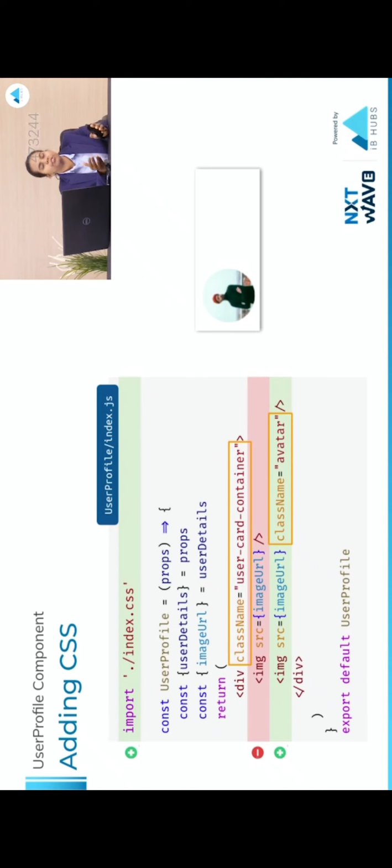We are importing that. And for the div, in the JSX element for the div, we want to write the class name as user card container. And for the image, we want the image to be circular in this manner. There you can see in the output. So there also we want the class name to be avatar. Okay, so we want it to be circular in that manner. So for that, we'll specify the class name as avatar. Okay, so let's do these steps and have a look at the output.